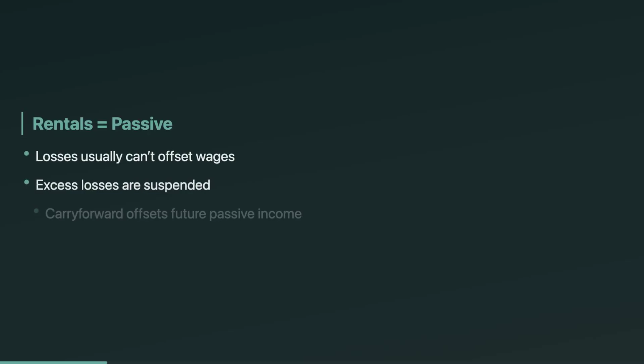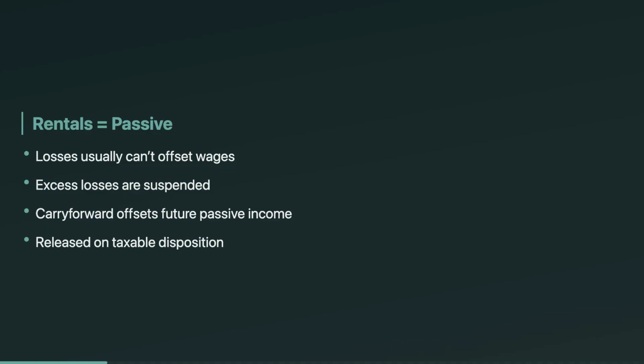On the EA exam, assume rental real estate is passive by default. That means a net rental loss usually can't reduce wages, interest, or other non-passive income. Instead, the loss is suspended and carried forward. It can offset future passive income, like profits from the same rental, or it can be freed up when you have a qualifying event, like a fully taxable sale.